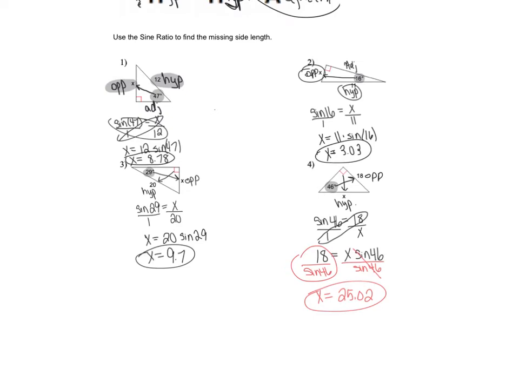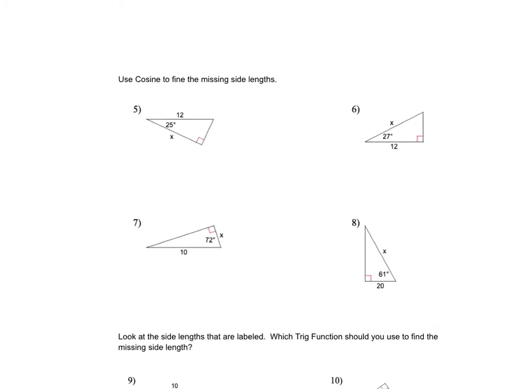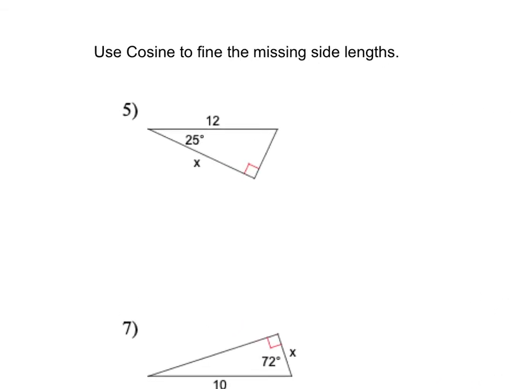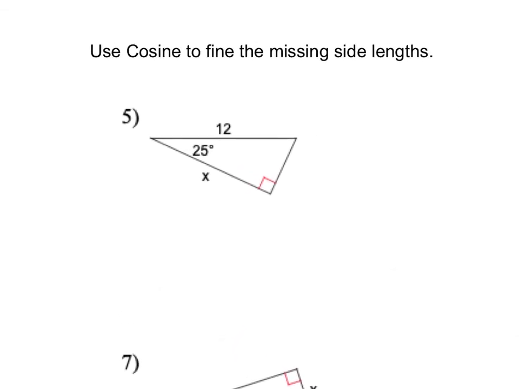Let's look at how we can use cosine. And again, these are going to be very similar, just different ratios that you're using. Okay, so up here I'm telling you we're going to use the cosine ratio to find the missing side. First things first, just like we did before, I have my angle, which is 25 degrees. This time, if I look across or opposite of it, there isn't any information there. We don't know anything about the opposite side.